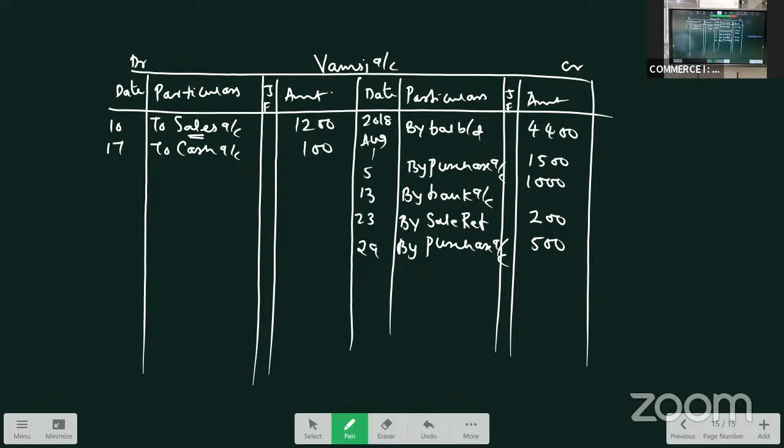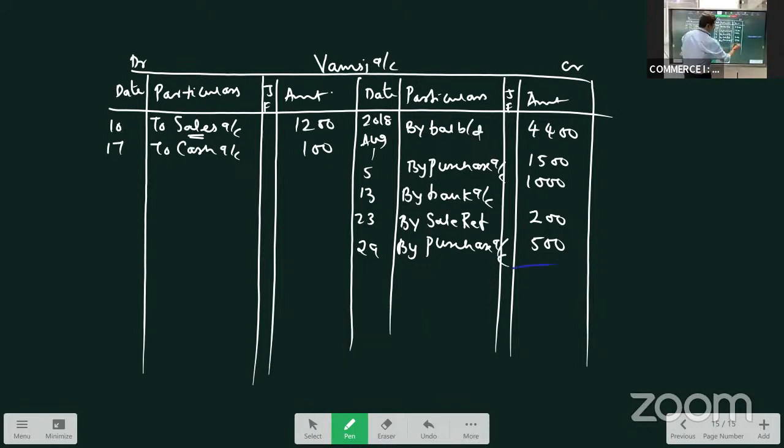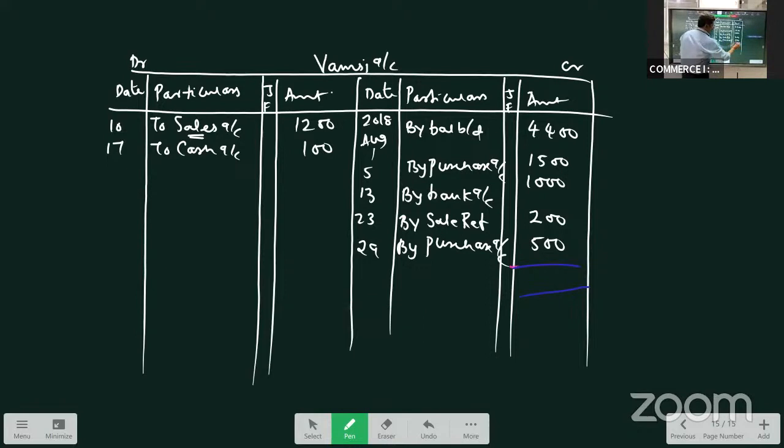What is the rate of discount? 5% discount is given. Right. Now while balancing, what do we do? We first see which side is heavy. Which side is heavy here? In this case, credit side is heavy. What is the total of credit side? 7,600. See if I'm right. Write the same amount on debit side also. 7,600. Okay. Now let us do the balancing.